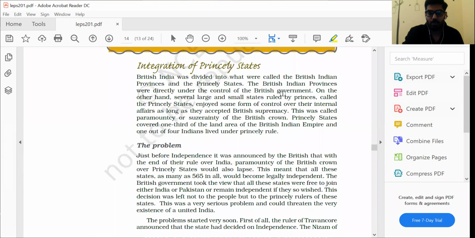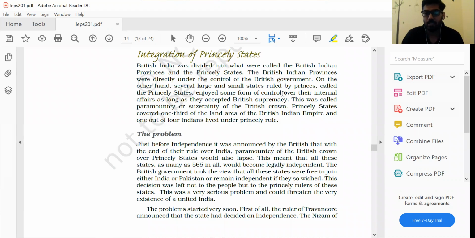Now, the second problem was the integration of princely states. Let me just sum it up. You can read these lines. When the Britishers conquered India, as you will read in history, the Battle of Plassey and Buxar. After Buxar, the Britishers conquered Bengal.